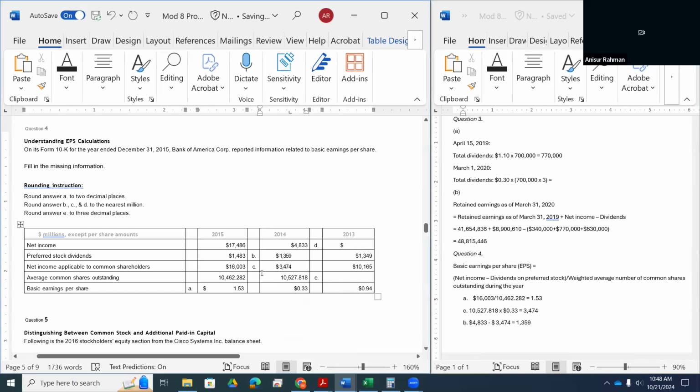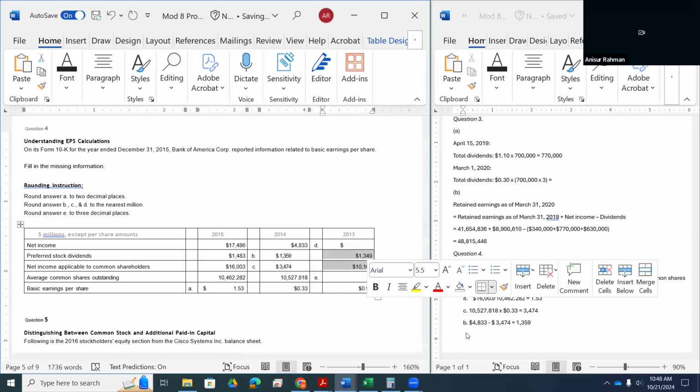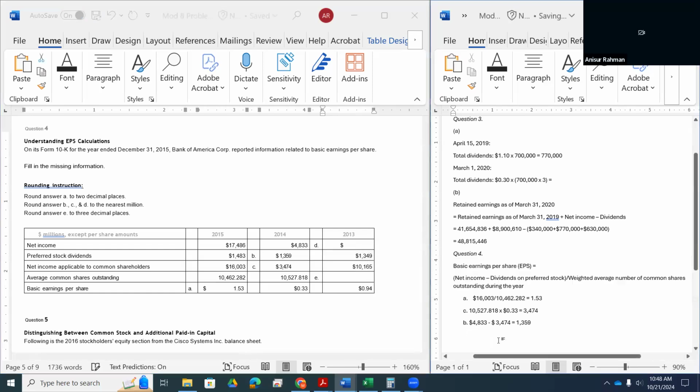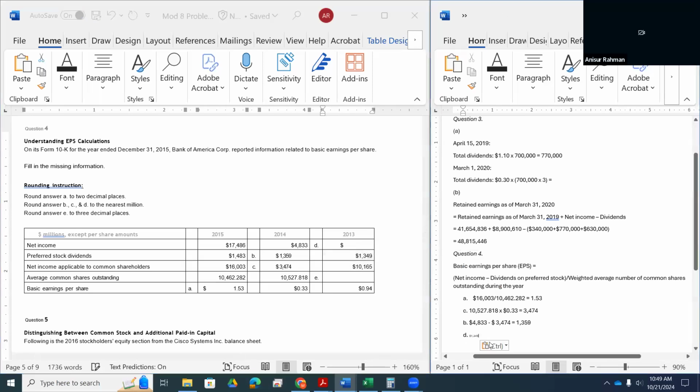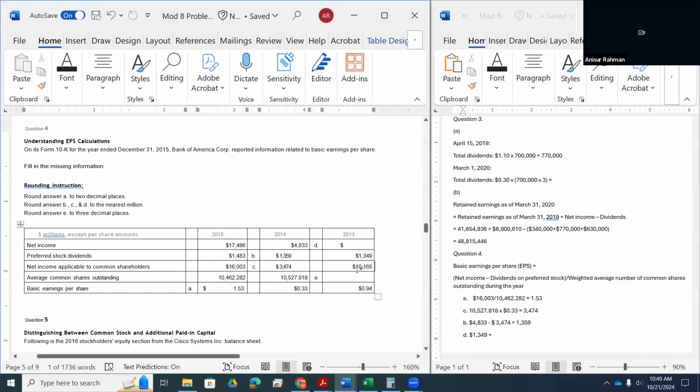So for B, C, and D, we have to find out net income. So we have already seen net income is the sum total of these two. So D will be this plus this.